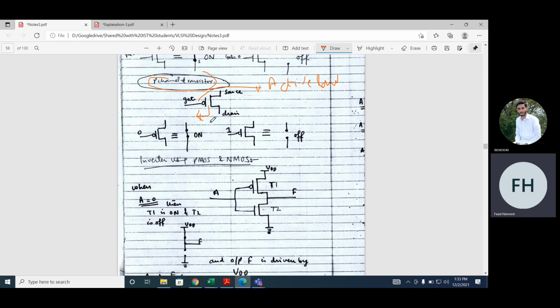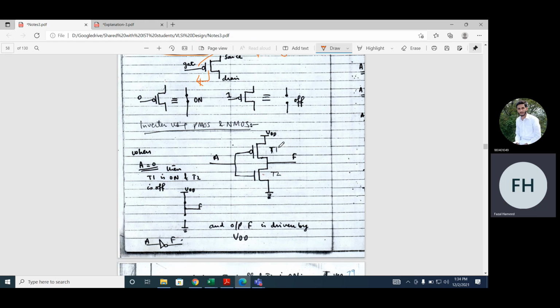Now if you look at how we can design a very simple gate using a combination of PMOS and NMOS. Actually this is a schematic of an inverter, we already know. Okay, so there are two transistors, P1 and P2. So we have two types of network. The first network is called the pull-up network.